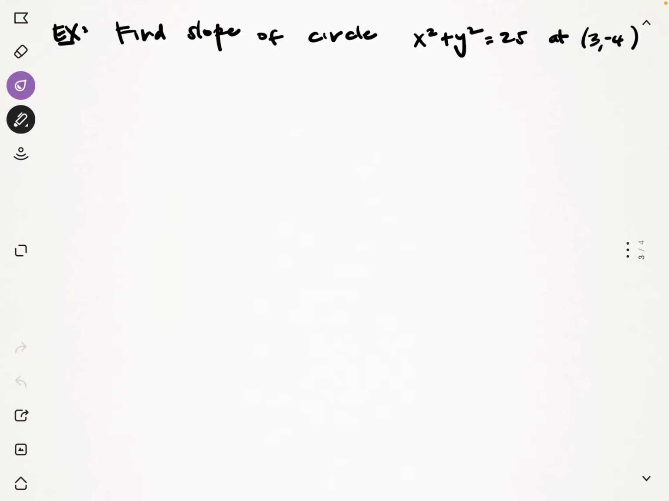All right, so it says find the slope of the circle x squared plus y squared equals 25 at (3, -4). So we know that when it says slope, that means we're looking for the derivative, right? So, okay, we're going to take the derivative with respect to x of x squared plus y squared equals 25. Now let's derive it.